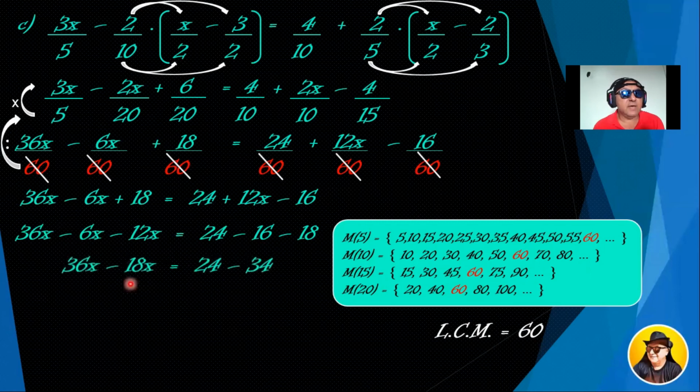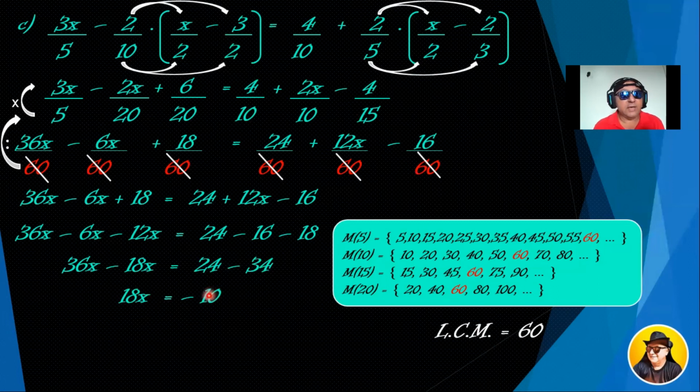So we have 36, I repeat it, and minus 18x. Where did it come from? It came from minus 6, minus 12. And 24 was repeated, and minus 16 and minus 18 is minus 34. So let's operate. 36x minus 18x is going to give us 18x. And 24 minus 34 is minus 10.